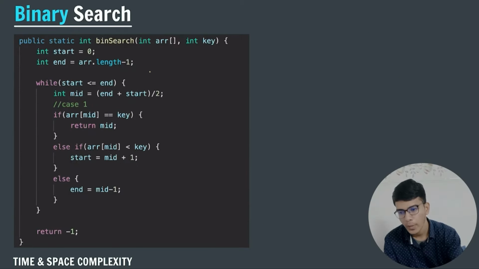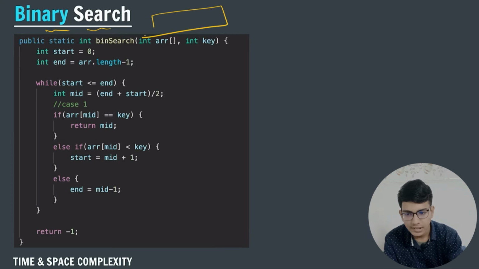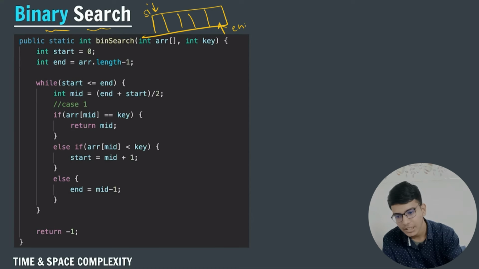Now let us talk about binary search. So we already studied binary search is used to find a particular key in our array. And the logic of binary search is, first of all, we'll take indexes of our array. Let us consider that this is our array. So here we'll take the starting index, this is our ending index, and we'll take this element as mid. Right? Okay. So start is equal to 0, end is equal to arr.length minus 1, that is our last element.